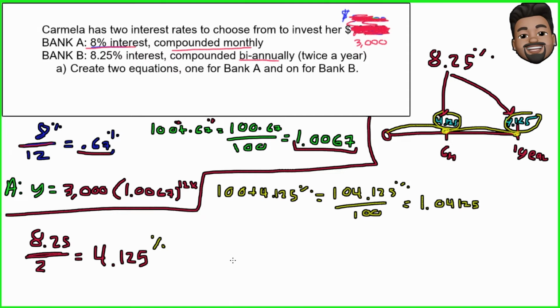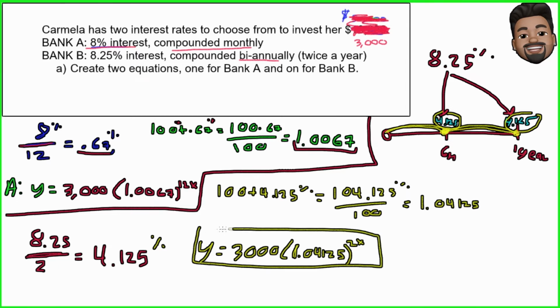So now we're going to get y is equal to $3,000 times 1.04125. That's a 1, by the way. Raised to the power of 2x. Why 2x? Because look back at our diagram. We're going to multiply twice in a year. That's what biannually means. So now we have our two equations right here. Boom and boom. Let's go ahead and try to graph these together now.